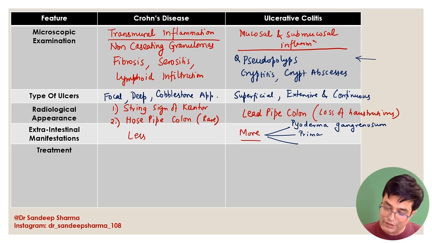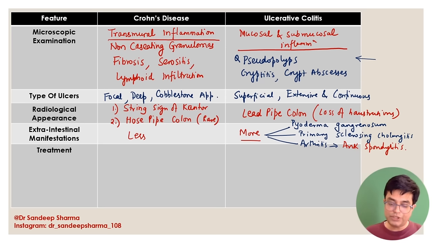Secondly, these patients can have primary sclerosing cholangitis, which is common. And thirdly, arthritis risk is increased in these patients. Which arthritis is very common? Ankylosing spondylitis is very common in patients of ulcerative colitis.